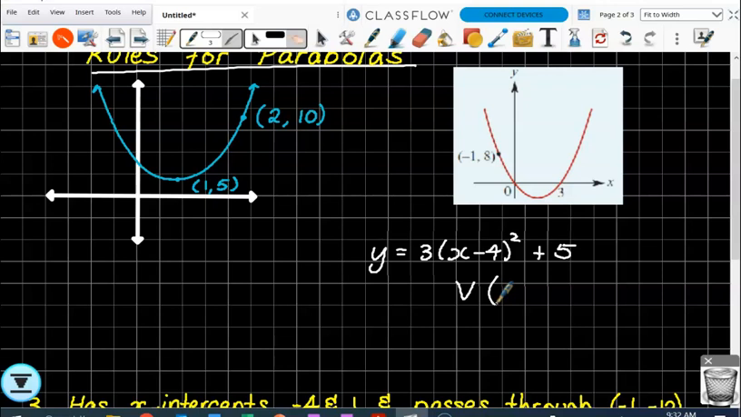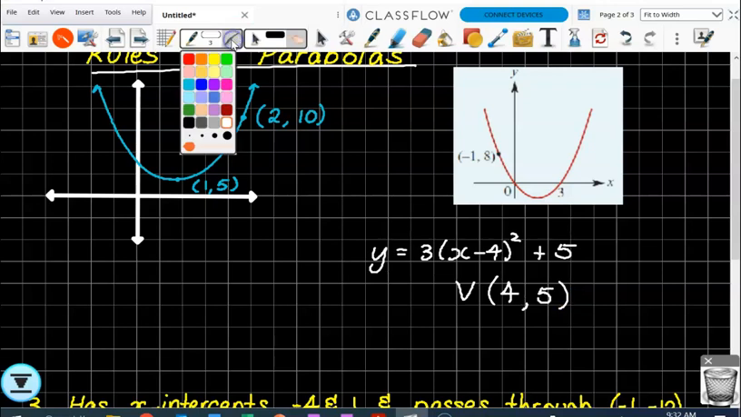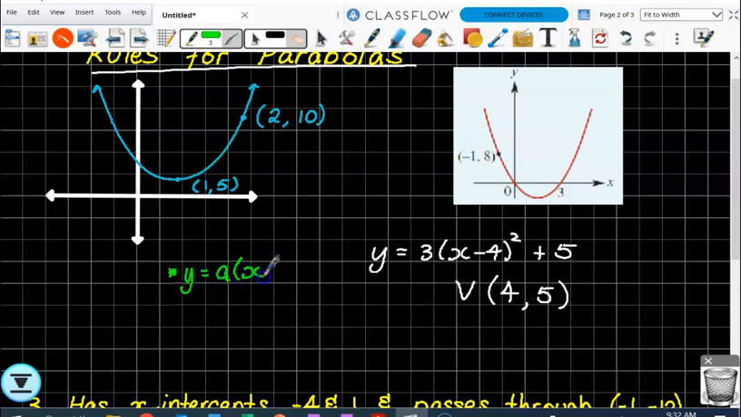Vertex? 4, 5. So this should be on your page of notes, in your summary page, right? It should be, and I'll give you a moment if you need to go and write that down. We should have clearly a(x take h) squared plus k. Our vertex would be (h, k). If you don't have that, write it down somewhere or put a box around it, but that's really important.